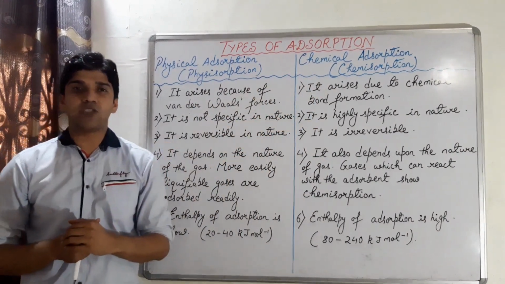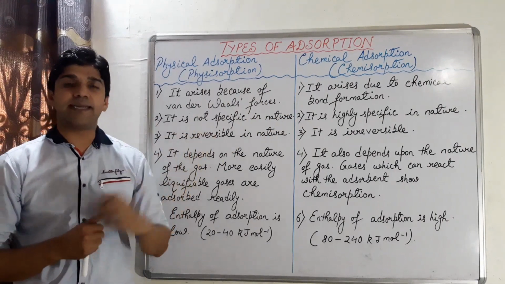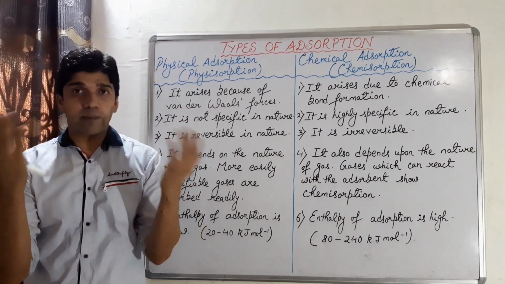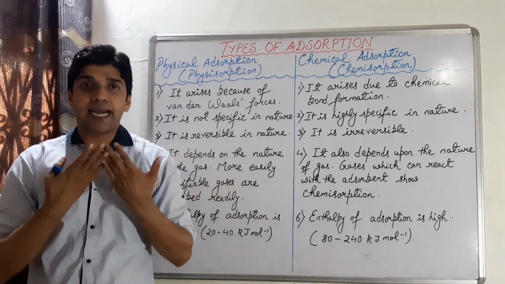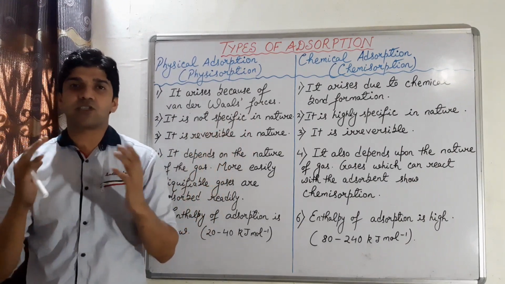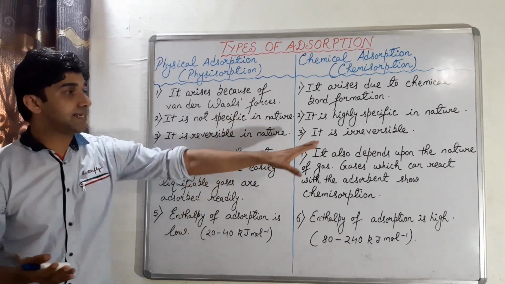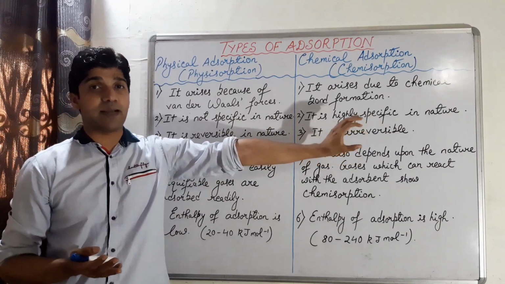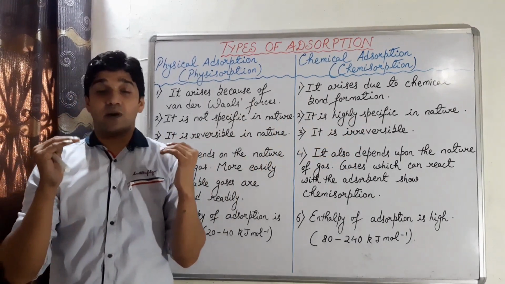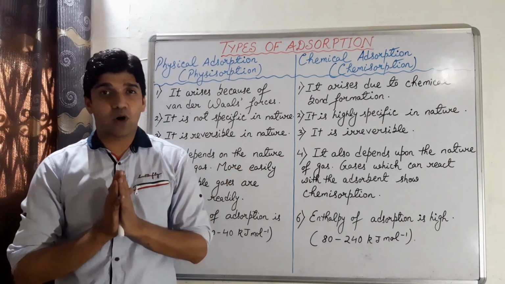Third, physical adsorption is reversible in nature. That means the adsorbate molecules which are adsorbed on the surface of the adsorbent can easily be dissolved. यहाँ पे dissolve कर सकते हैं. We have the process of desorption easily. In case of chemical adsorption, it is irreversible. That means the process of desorption cannot occur easily.